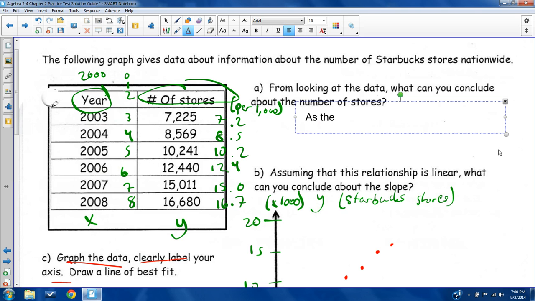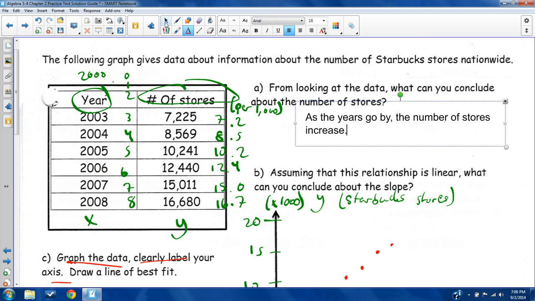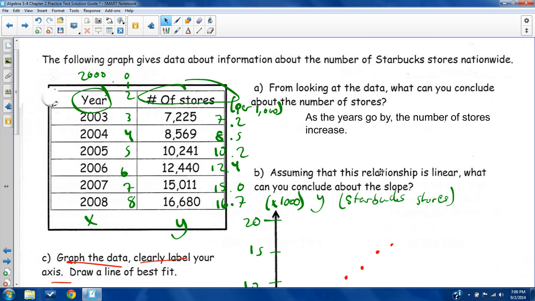As the years go by, as we increase the number of years, the number of stores increases. I'm seeing that pattern. I don't know by how much, but I know it keeps going up, and it seems to be a nice pattern. We're going to determine whether it's linear. Assuming this relationship is linear, what can you conclude about the slope?